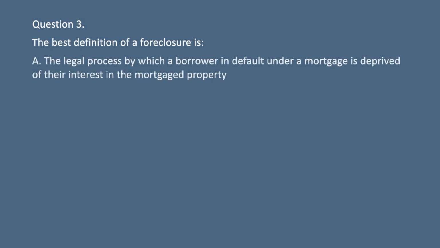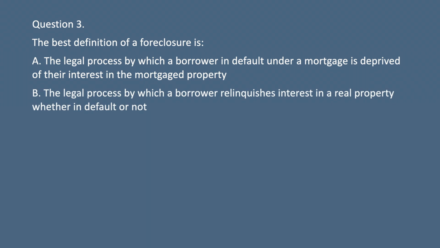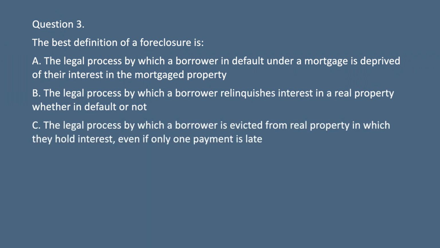Question 3. The best definition of a foreclosure is A. The legal process by which a borrower in default under a mortgage is deprived of their interest in the mortgaged property. B. The legal process by which a borrower relinquishes interest in a real property whether in default or not. C. The legal process by which a borrower is evicted from real property in which they hold interest, even if only one payment is late. D. None of these. Answer.